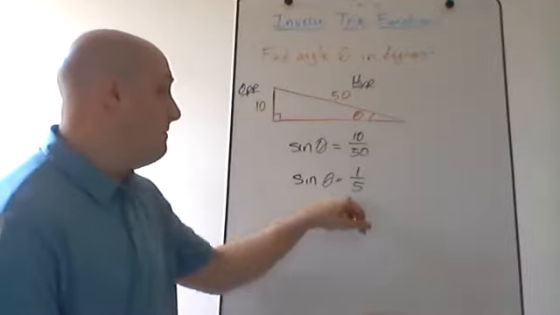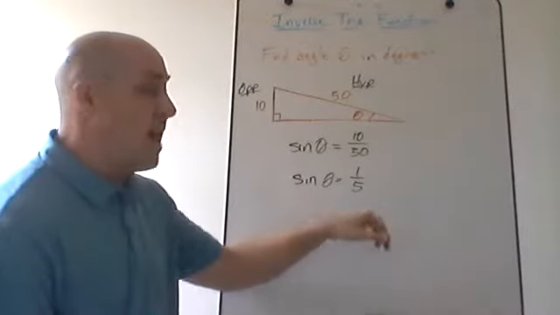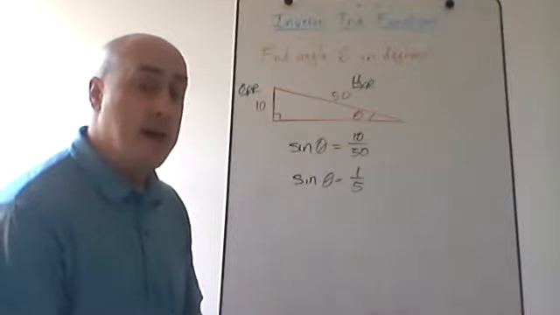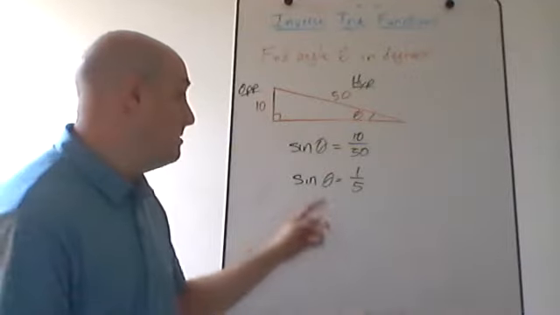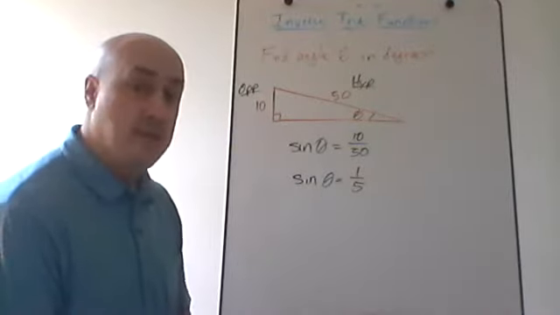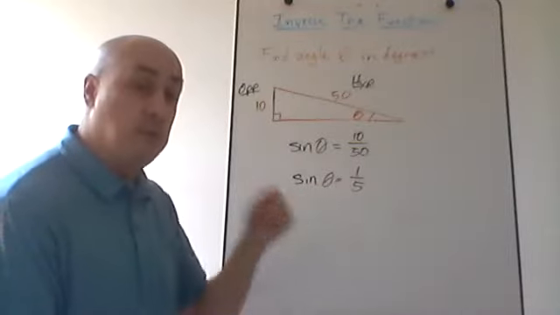They say, okay, sine of theta equals 1/5. Let me do sine of 1/5, and then that's going to give me my answer. Right? That's not what it says. It doesn't say sine of 1/5 equals theta. It says sine of theta equals 1/5.